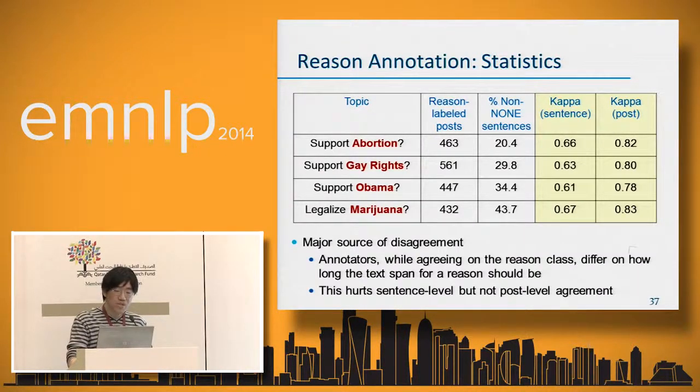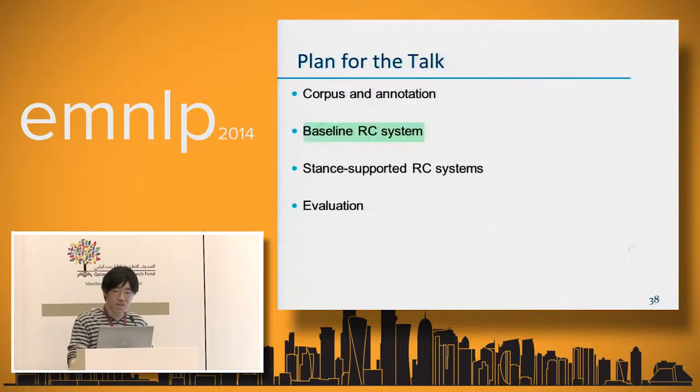The major source of disagreement is this: annotators, while agreeing on the reason class, differ on how long the text span for a reason should be. You can see that this hurts sentence-level, but not post-level agreement. That explains why the sentence-level agreement scores are lower than the post-level agreement scores.